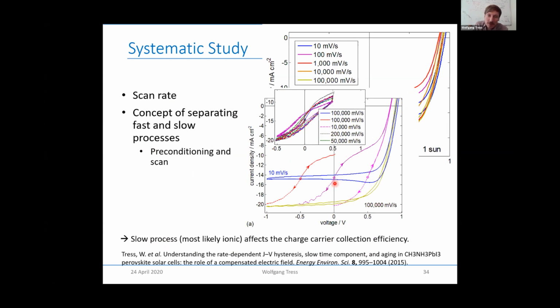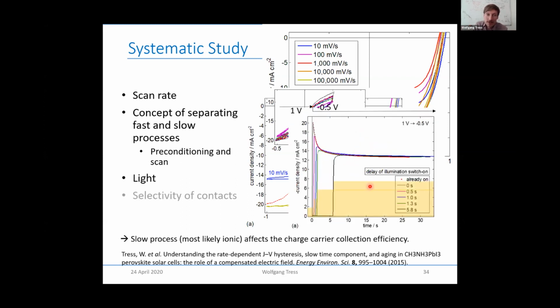For example, one can stabilize the device at different points here and then do a very fast JV scan to just isolate ionic and electronic contributions, and then you get very different curves. These curves are very much indicative that in the device something is changing regarding charge carrier extraction efficiency related to the electric field in these systems.